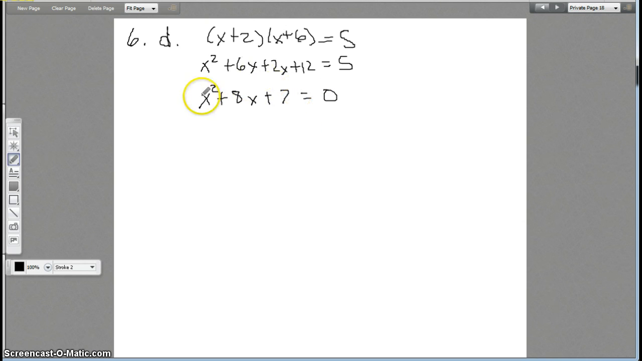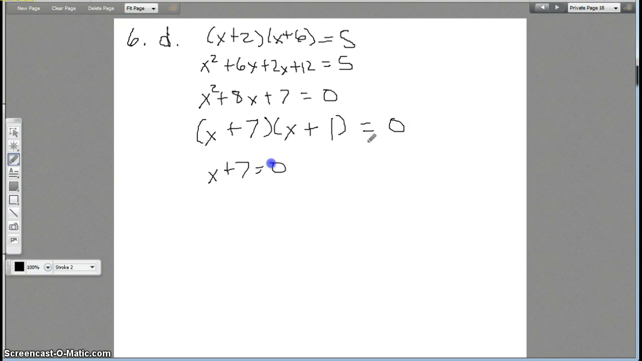Now I can factor this. So how does x squared plus 8x plus 7 factor? Well, we know we're going to have an x on both sides. How do we make 7? Well, the only factors of 7 are 1 and 7. This is plus, so that means we either have to have both positive or both negative. Since our middle term is positive, that means they're both positive. So x plus 7 times x plus 1 equals 0.